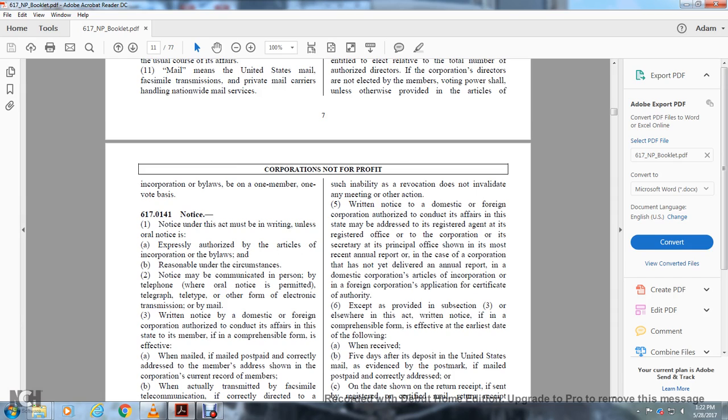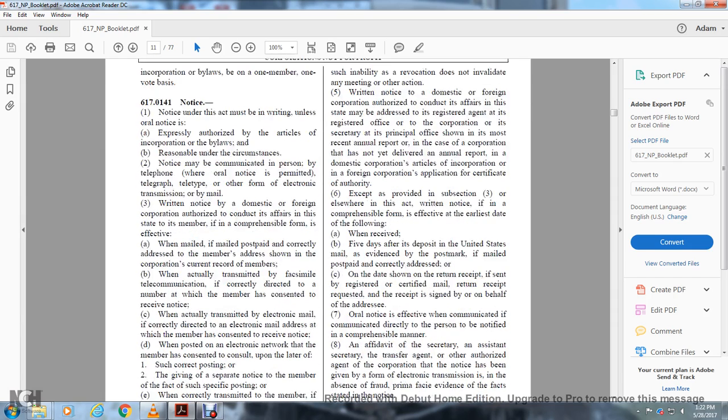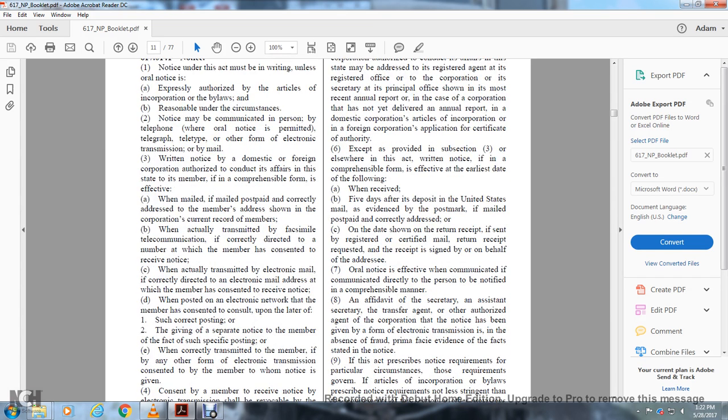Notice may be communicated by telephone, telegraph, teletype, or other form of electronic transmission, or by mail. Written notice by a domestic or foreign corporation authorized to conduct affairs in the state to its members is effective when mailed, if mailed postage prepaid and correctly addressed to the member's address shown in the corporation's current record of members. Notice by electronic transmission is effective when correctly directed to the number or electronic mail address of a member who has consented to receive it.